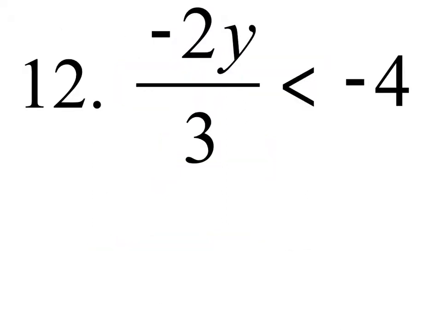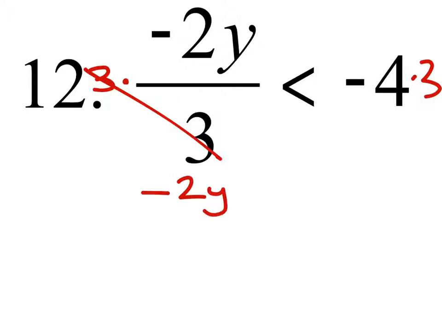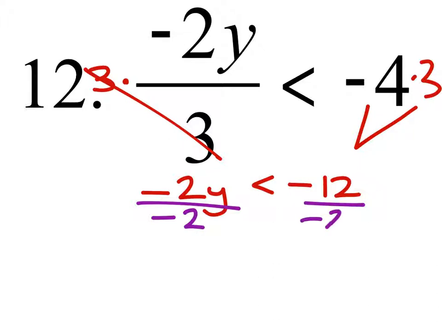Alright, 12, this one is a little bit different than what we may be used to seeing. So to solve this one, I would say let's multiply both sides by 3. Now, we are multiplying by a positive here, so we get kind of used to just switching the sign no matter what. No, we're not going to switch the sign. The 3 that we multiplied was positive. Now this 3 divided by that 3 does cancel that out. And we're left with negative 2y is less than negative 12. Now we will divide by a negative 2, which will flip the sign. So I got 1y is greater than 6.